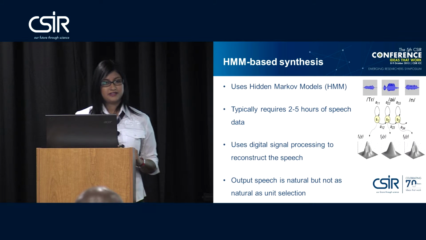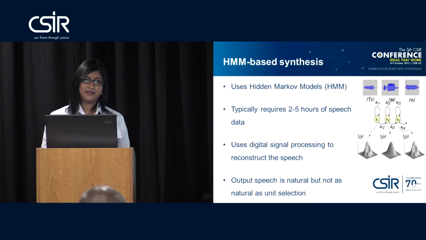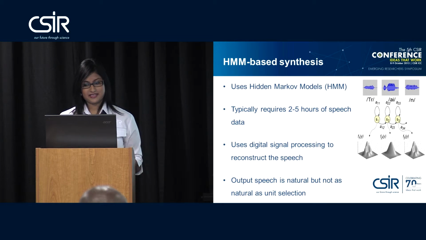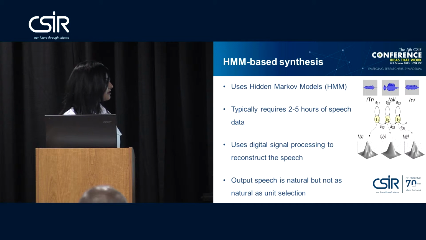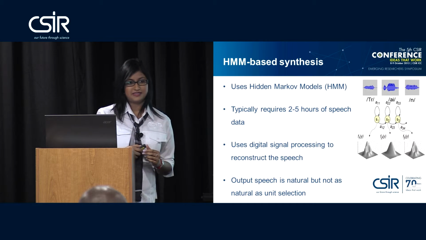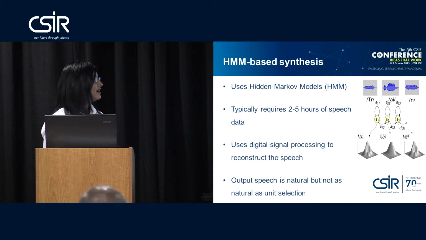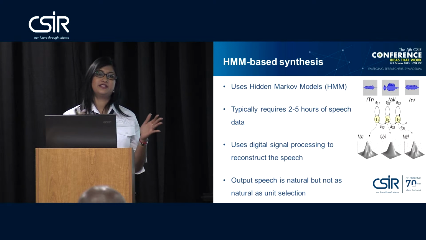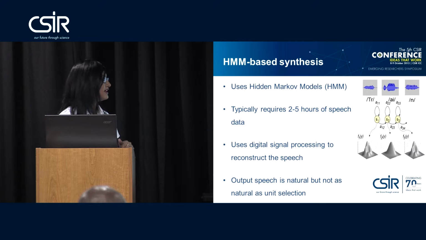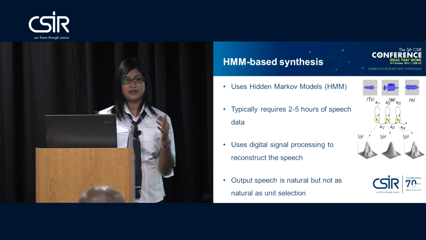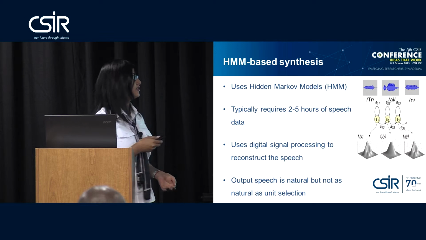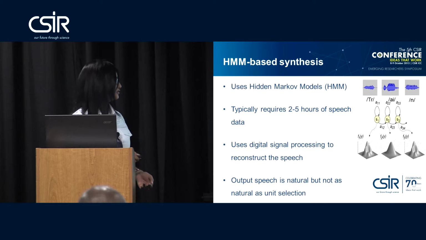The type of model that we use in HMM-based synthesis is called a hidden Markov model, which is simply a finite set of states. If you think of speech, for example, that's represented in the time domain, as shown on the right-hand side, we can take this speech waveform and segment it into frames according to phonemes. And for each of these phonemes, a model is learned based on the training data and stored in the form of a probability distribution.